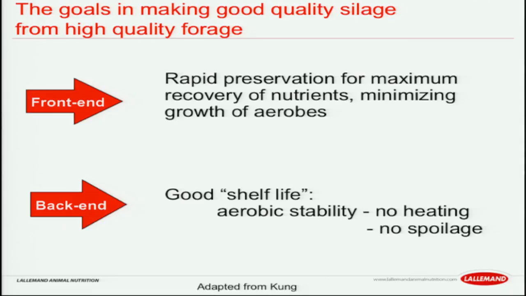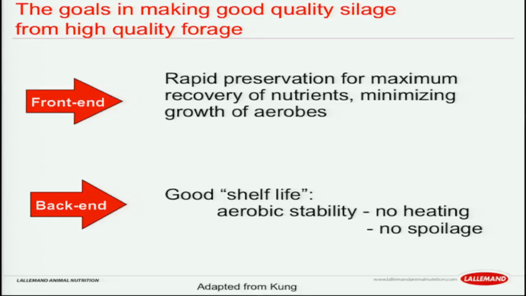So this brings us to the goals of good silage making. On the front end, it's active ensiling. We want to preserve most of the dry matter nutrients, shutting down plant enzymes, and inhibiting the aerobic microorganisms. And we can use inoculants to make this process more efficient. And on the second goal, the back end, we want to have great storage and feed out characteristics. So that means minimal or no spoilage and heating.